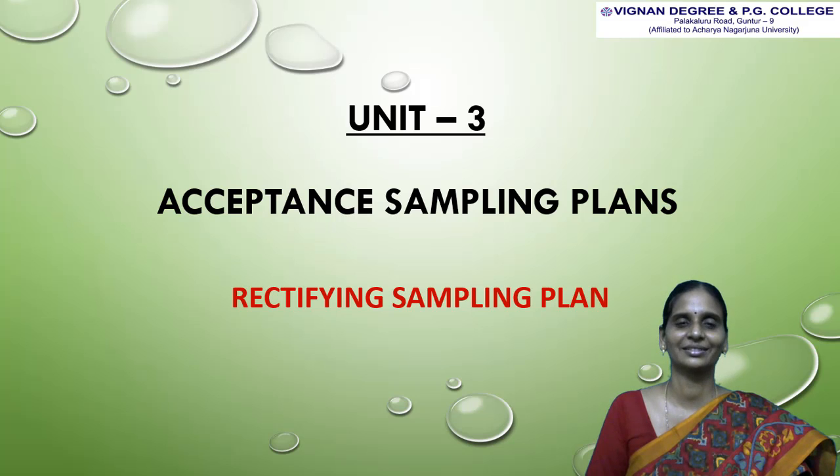Hello everyone, welcome to the lecture Unit 3, Acceptance Sampling Plans. In this, you will learn about the rectifying sampling plans for attributes. We discuss what a rectifying sampling plan is and how to implement it in industry.